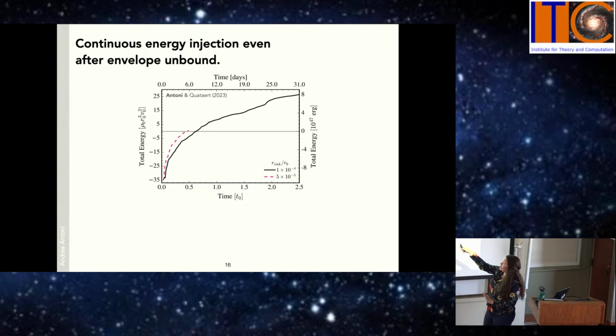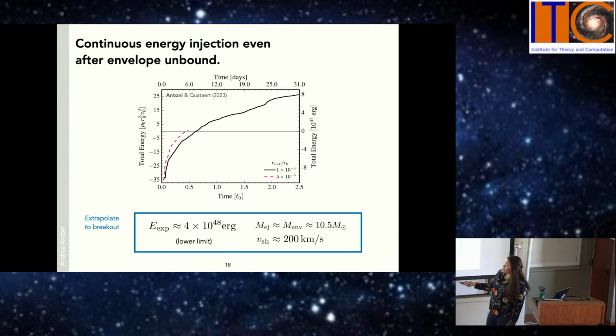But if I extrapolate this curve until this shock reaches the surface of the star, what I end up with is something like a 4 × 10⁴ erg explosion. You eject the entire hydrogen envelope, which in this case is about 10 solar masses. And you have shock velocities of about 200 kilometers per second. That's not a lot. I mean, this is a month, right?